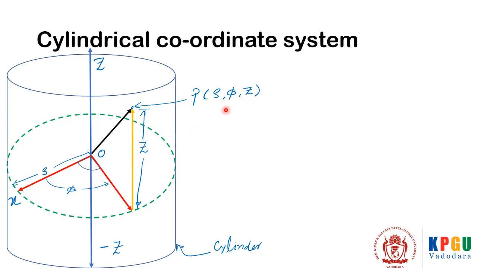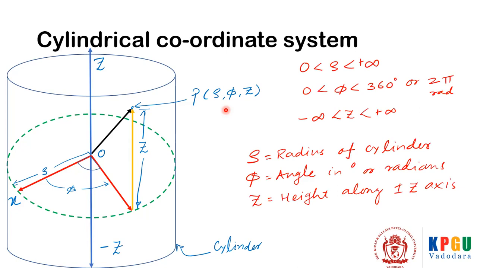So the cylindrical coordinate system has three coordinates. One is rho, which is the radius, and it is in distance units. Phi is the angle, so it is in degrees or radians, and z is also a height, so it is also in distance units. You can see the rho dimension can take values from 0 to infinity, the cylinder radius. While the angle phi can take any value from 0 to 360 degrees, it should be less than or equal to that.